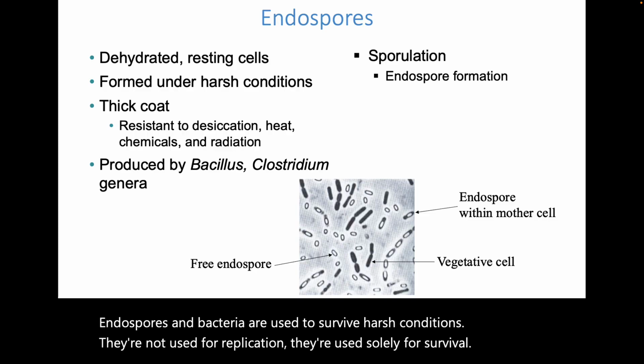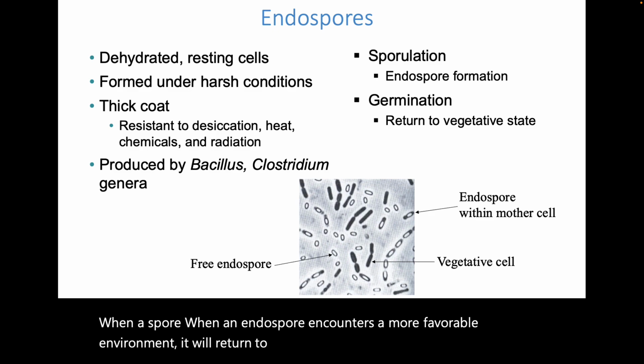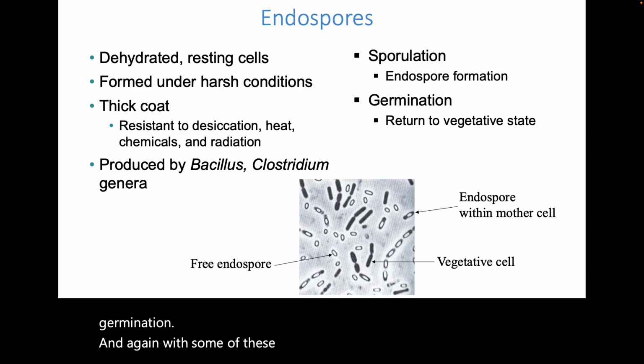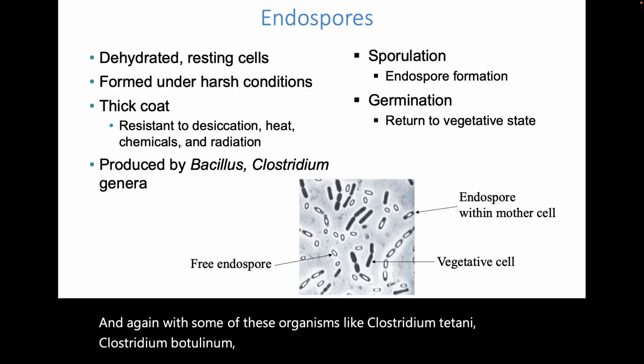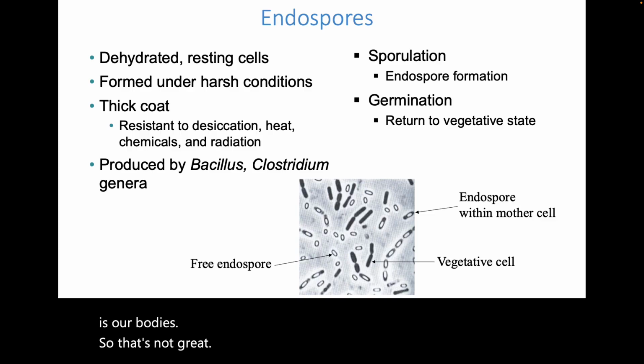When an endospore encounters a more favorable environment, it will return to its vegetative state, and we call that germination. And again, with some of these organisms like Clostridium tetani, Clostridium botulinum, Bacillus anthracis, that more favorable environment is our bodies. So that's not great. But it makes it very difficult to get rid of these organisms.